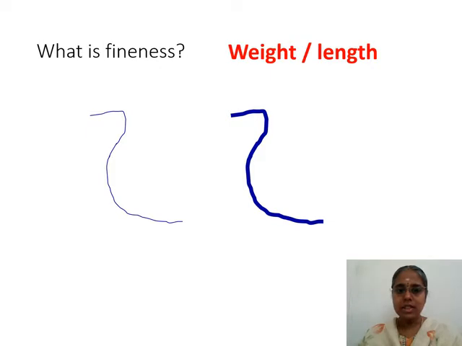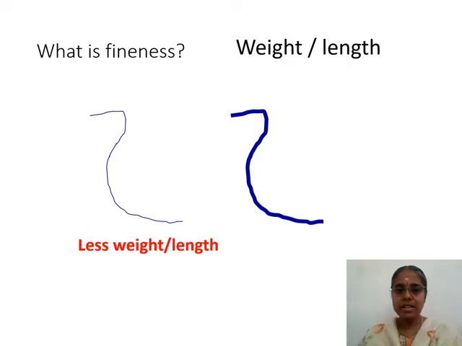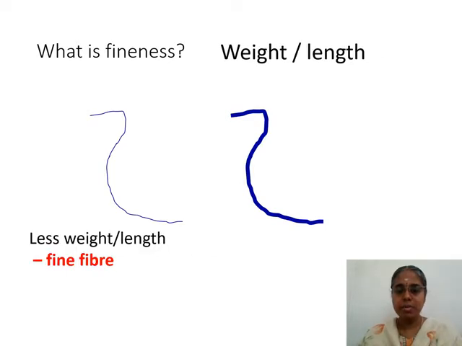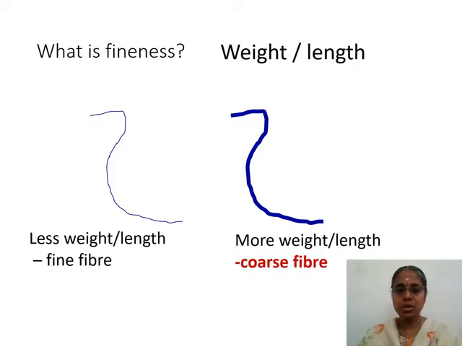It is nothing but weight by length. A ratio of weight and length is your fineness. So, the left side fiber is of less weight for the same length. Both are of the same length. The weight of the left side fiber is less, so it is a fine fiber. Whereas the fiber on the right side has more weight for the same length, so it is a coarse fiber. Hope you understand what is a fine and a coarse fiber from this representation.